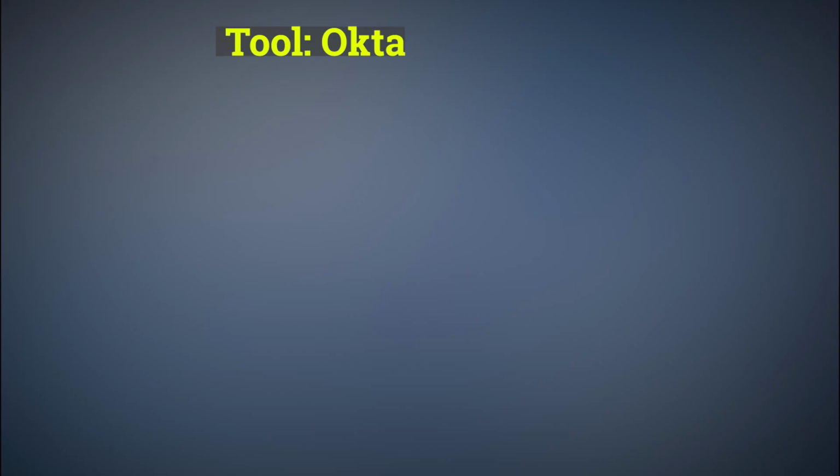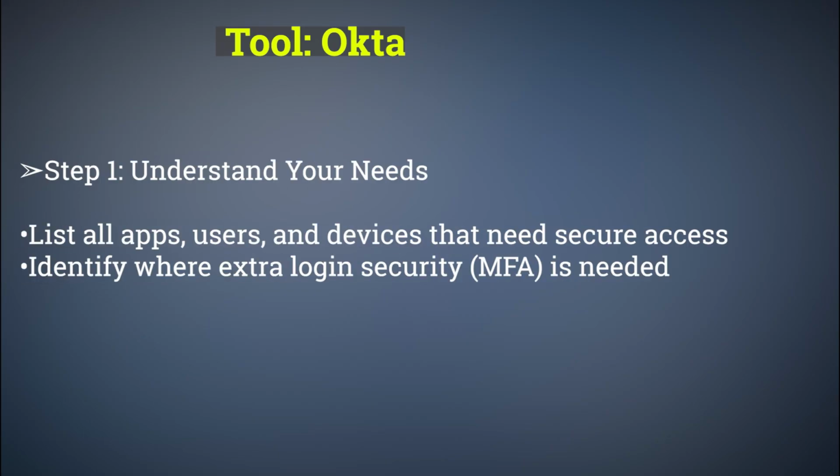Let's understand how Okta works to implement zero trust architecture. The first step is to understand your organization's needs. Begin by listing all the applications, users, and devices that require secure access. Then identify which of these areas need stronger login protection, such as multi-factor authentication, to reduce the risk of unauthorized access.